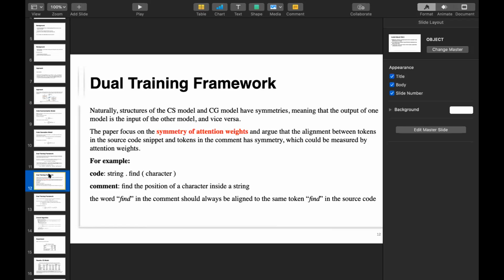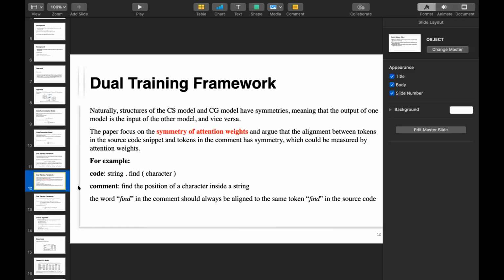Naturally, the structures of the CS model and CG model have symmetries, meaning that the output of one model is the input of the other model, and vice versa. This paper focuses on the symmetry of attention weights, and they speculate that the attention weights of both models are similar.